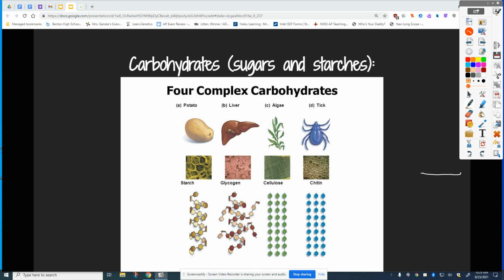Notice how cellulose and chitin look very similar. See the similarities? We can't break those down, but we can break these down, and notice how they kind of look similar in their structure. And you'll learn more about that next semester. For right now, that's what you need.